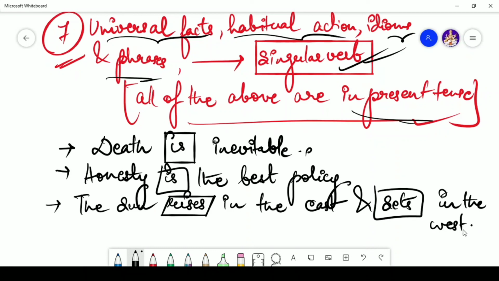Now in all of these three sentences you will see that they have made use of a singular verb. Is, rises or sets, these all are singular verbs. Why? Because all of these examples are either expressing a universal fact, or habitual action, or idioms and phrases, and all of these three are written in present tense. So this will make use of a singular verb. So I hope the subject verb agreement part is very much clear to you. In the next video I am going to deal with some of the questions related to verbs.